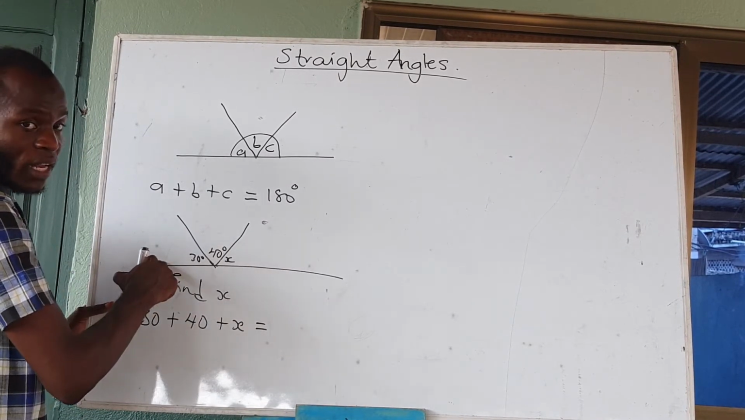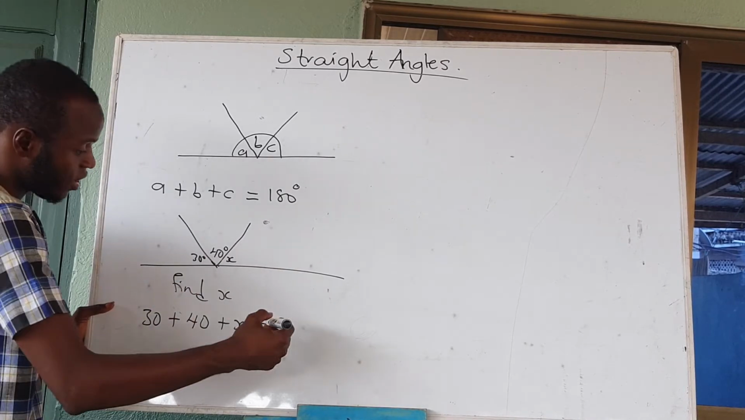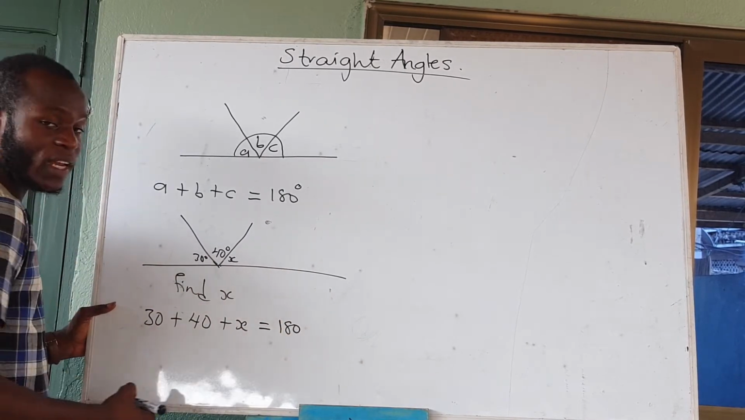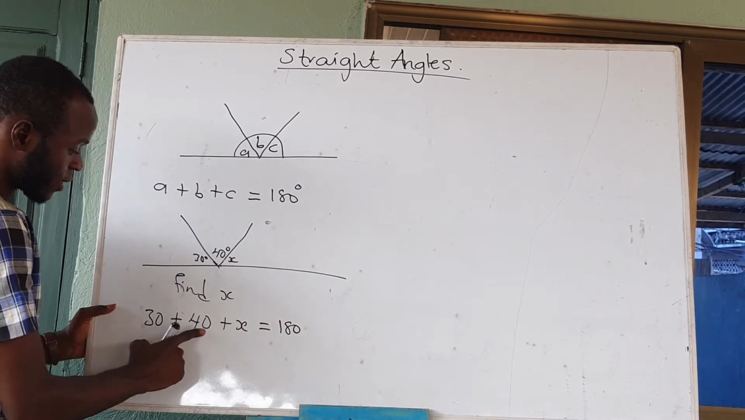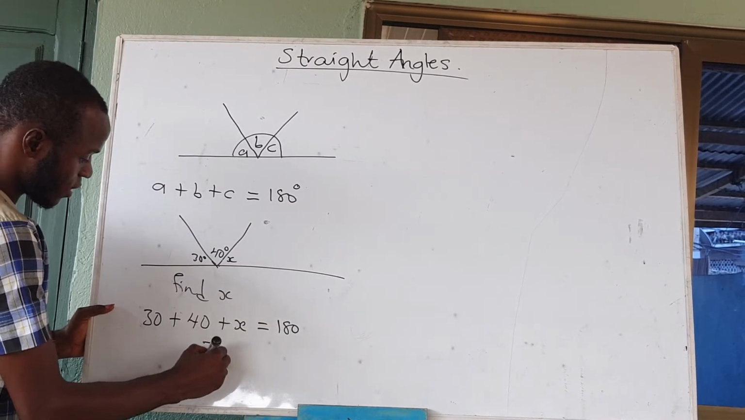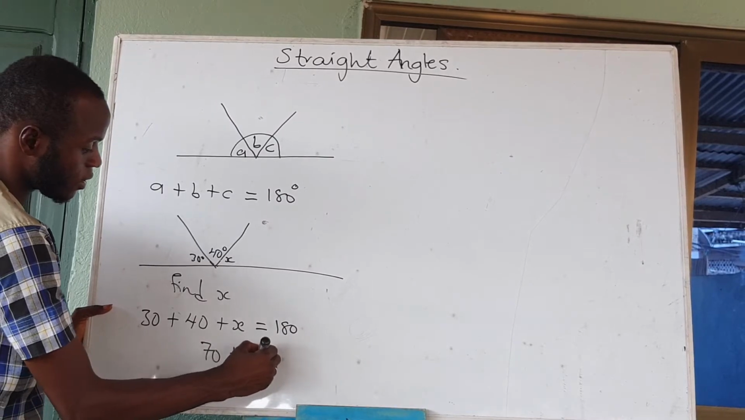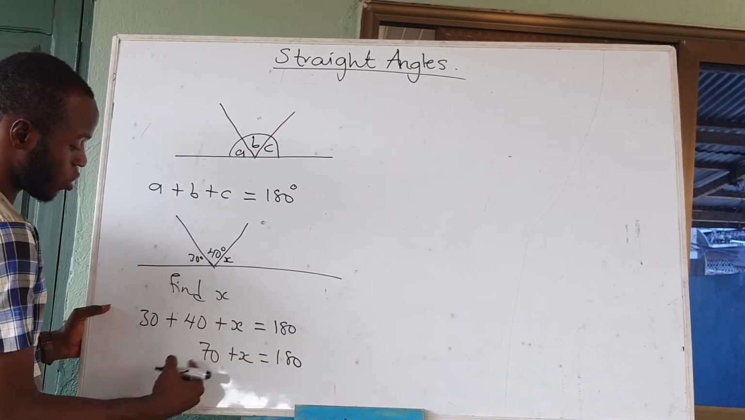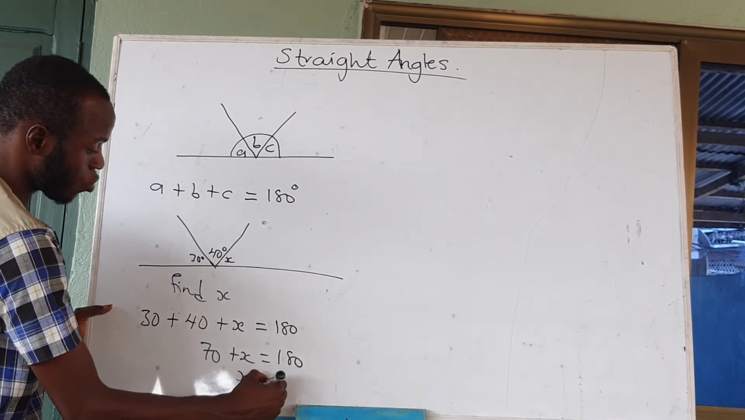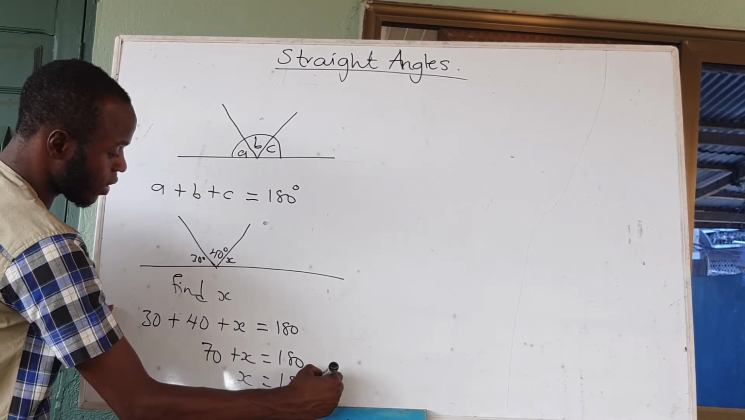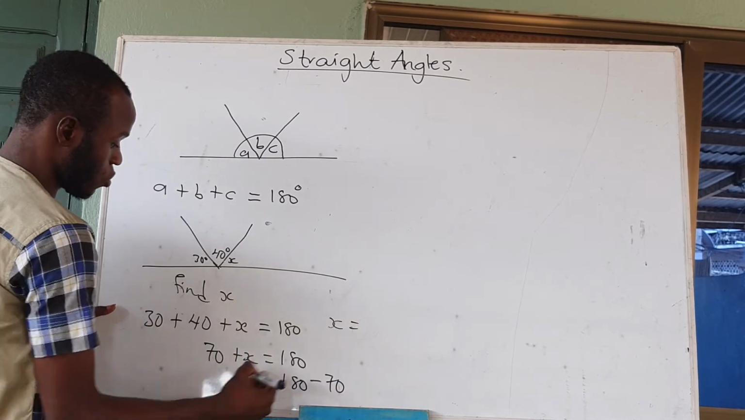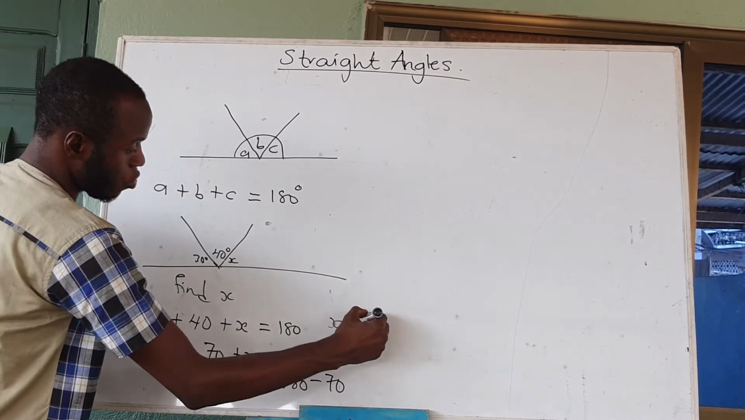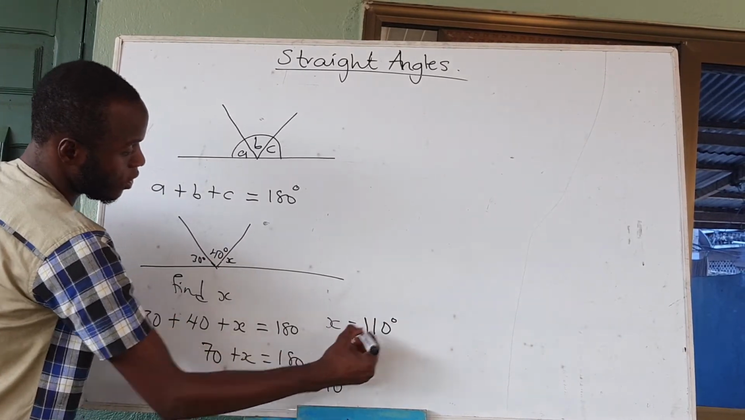180 degrees, since the angle on a straight line is equivalent to 180 degrees, so we equate them to 180. We add this, then we group like terms. 30 plus 40 is 70, so 70 plus x equals 180. Grouping like terms, we have x equal to 180 minus 70. So x will be equal to 110 degrees.